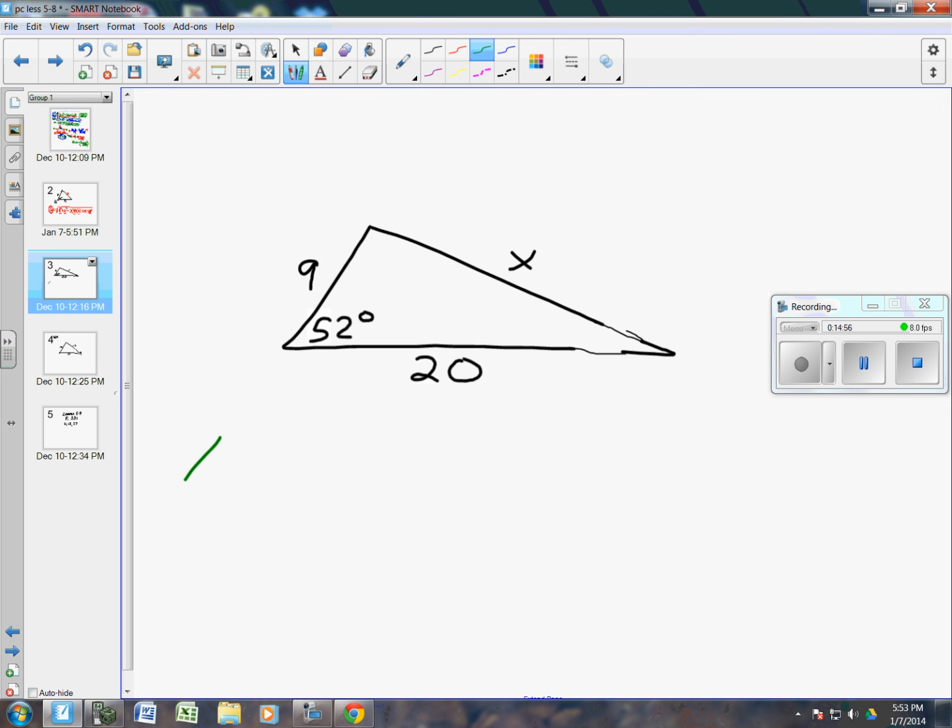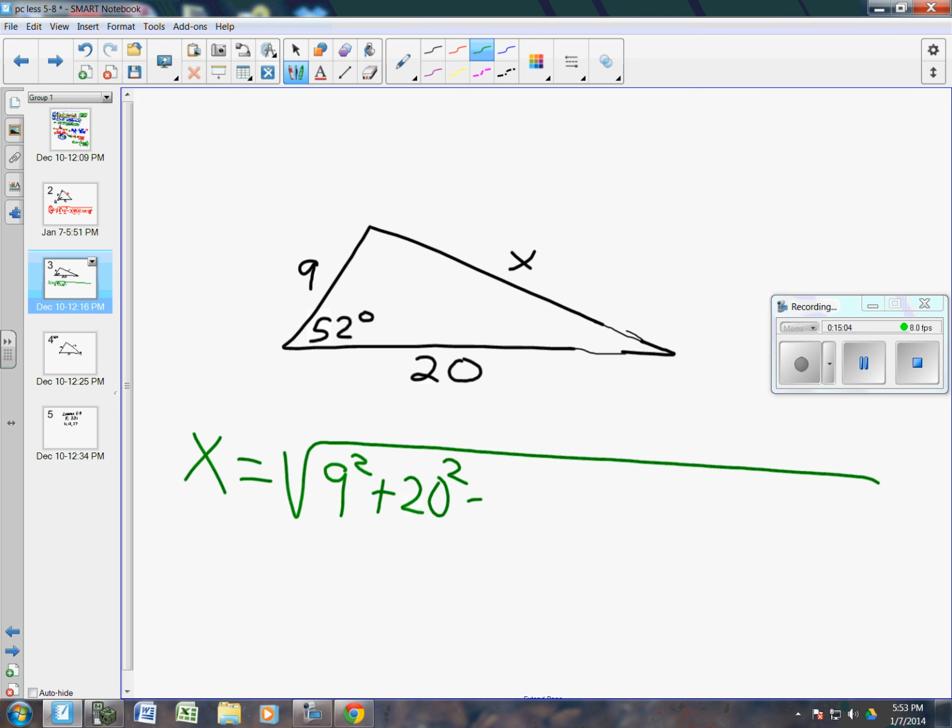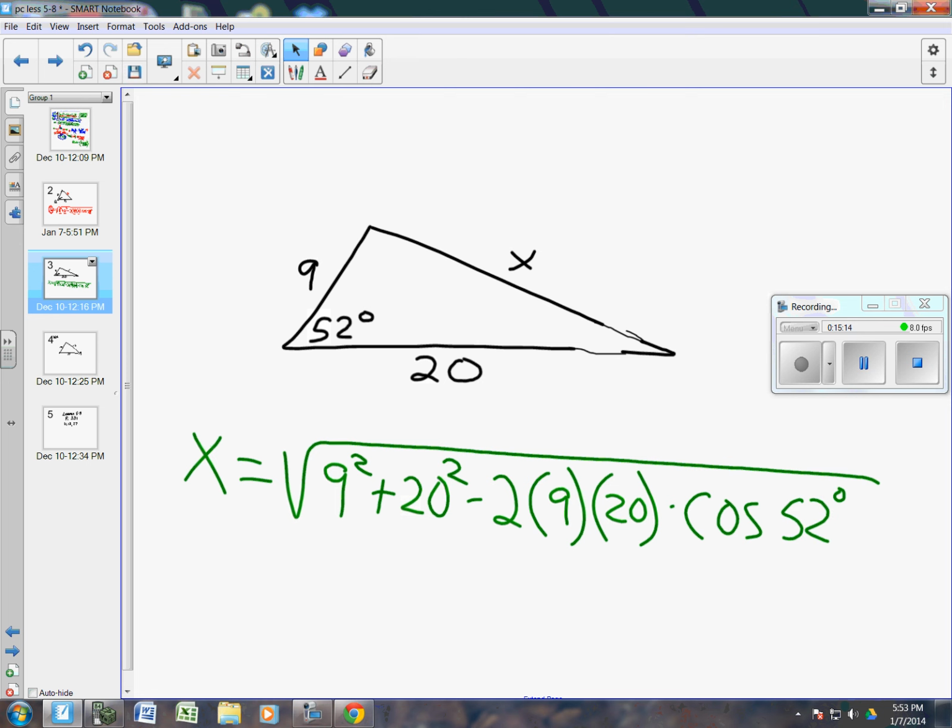We're looking for x, so it's going to be x equals the square root of one of the sides squared plus the other side squared minus 2 times one of the sides times the other side times the cosine of the given angle, which is 52 degrees. So that's how you set it up every time. Put that in your calculator and you find the x. That is the law of cosines. On to the next problem.